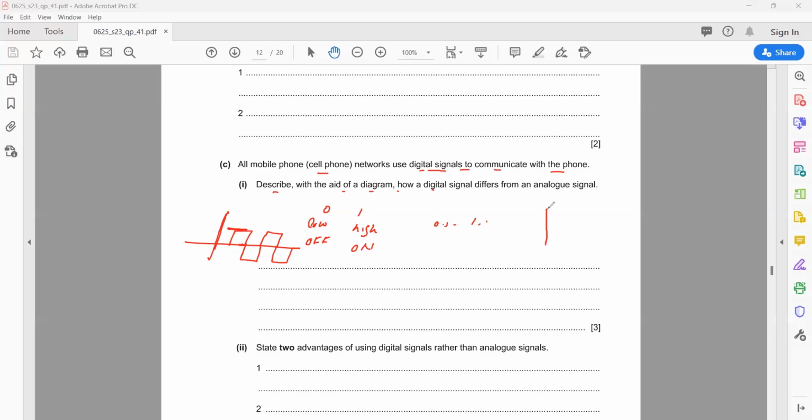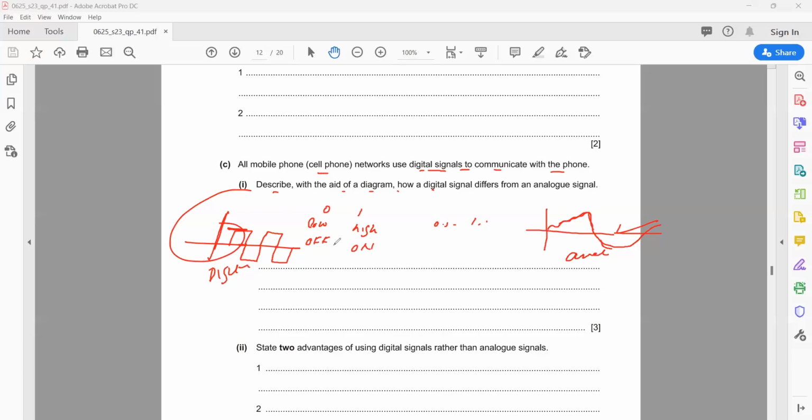But if you talk about analog, you'll find it like this. The values are changing up and down. So this is the main difference. You can draw these two diagrams, this one for digital and this one for analog. And you can write in the answer that digital signals have only two values, 0 and 1, where 1 means on and 0 means off.